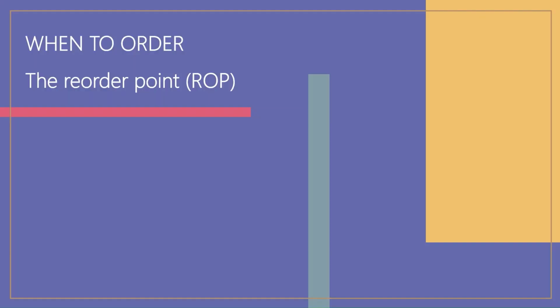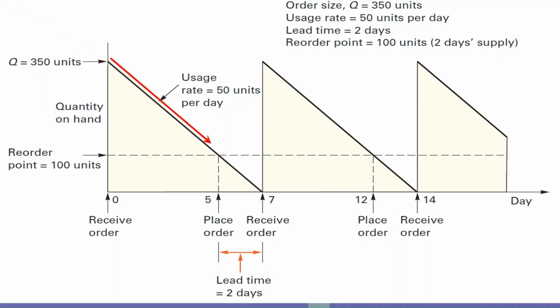Here the answer of the question, when to order, is explained. The answer of this question is the function of models that identify the reorder point, ROP, in terms of a quantity. The reorder point occurs when the quantity on hand drops to a predetermined amount. That amount generally includes expected demand during lead time.